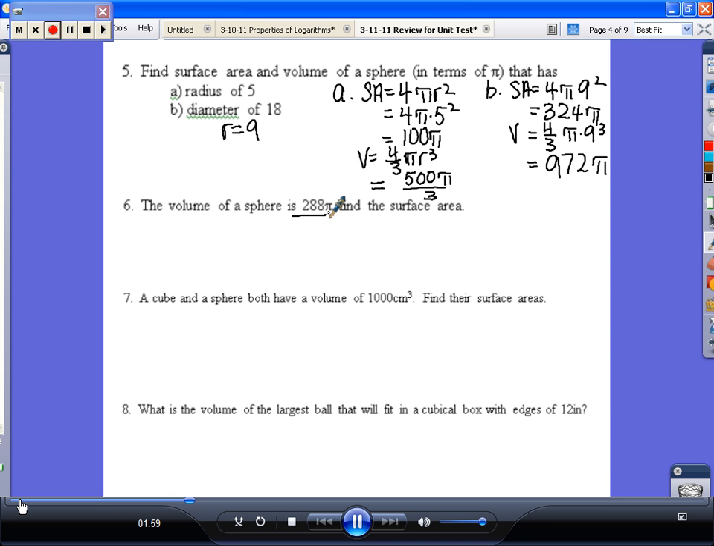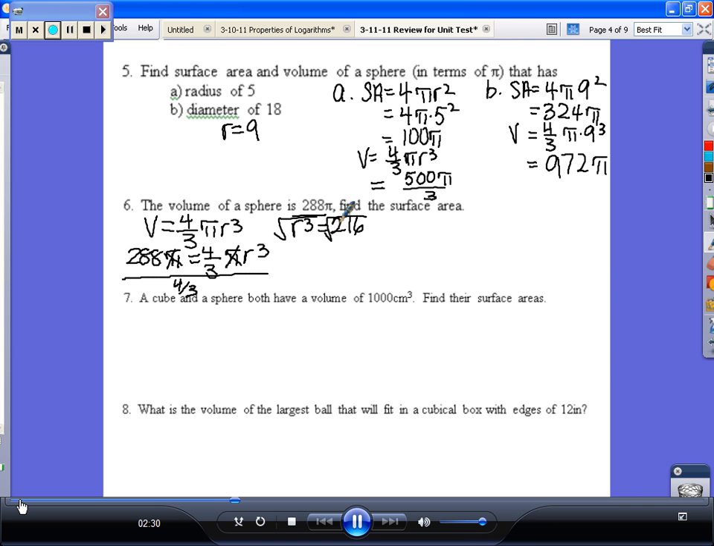Okay, number 6. The volume of a sphere is 288 pi. Find the surface area. So you want to start with what they give you, so you start with the volume. Volume equals 4/3 pi r cubed. You know the volume is 288 pi, so plug it in for volume. And you're going to solve for the radius. You're going to cross out pi on both sides, and you're going to divide both sides by 4/3. So it'll be 288 divided by 4/3. Again, you can use your calculator to do that, and you're going to get 216. And then you're going to take the cube root of both sides.